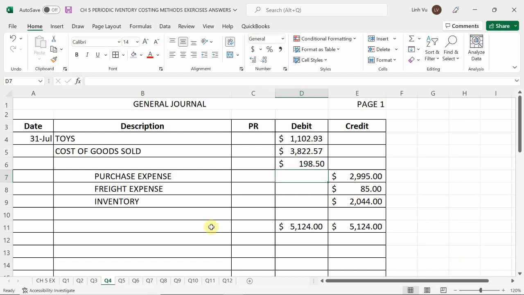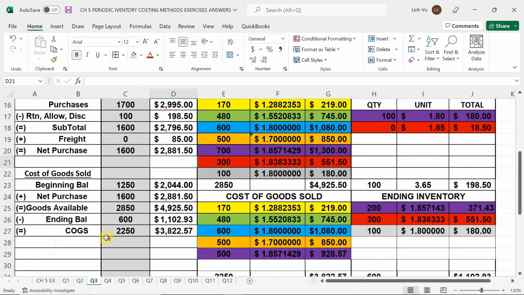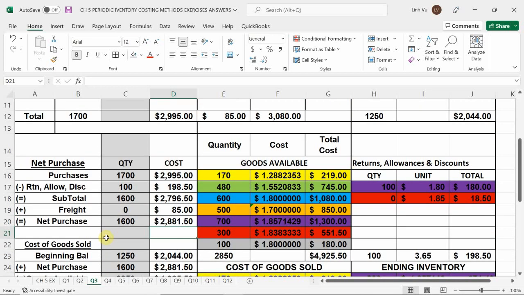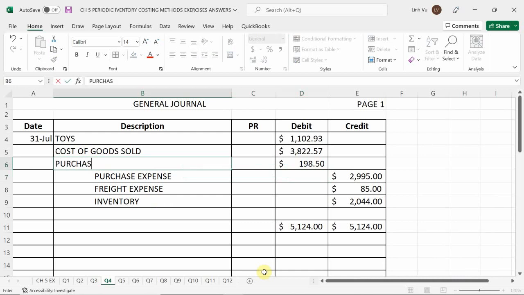I have 198.50. Where do I see that? Returns and allowances and discounts. Yes, so in this case, I have a purchase returns and allowances. Remember, so think of it this way, okay? Every time I buy an item, I have 5 buckets now in this case. As I make purchases of inventory, I'm gonna put all of my inventory items in my purchase expense account and my freight expense account.